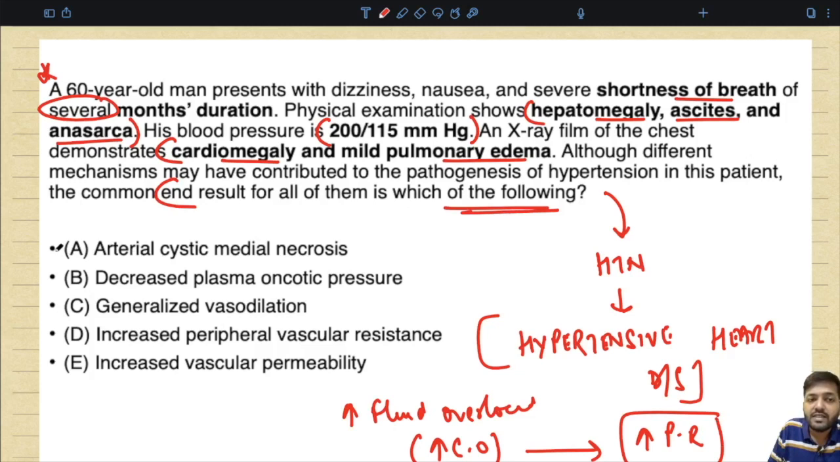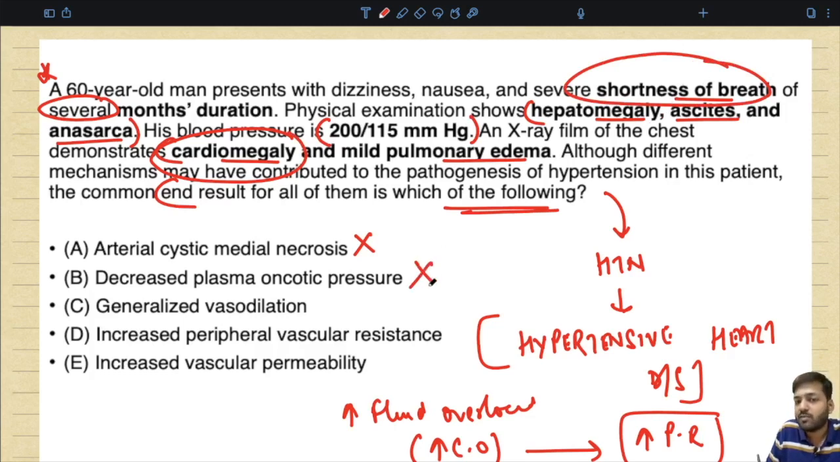So let us see the options. The first option is arterial cystic medial necrosis. This is seen basically in coarctation of the aorta, so this is the wrong option. The second option is decreased plasma oncotic pressure. If there is any kind of liver disease, there is decreased production, or there is renal disease with albuminuria, that is going to cause decreased plasma oncotic pressure. Here we clearly see cardiomegaly and shortness of breath, so the cause of generalized edema is not decreased plasma oncotic pressure.